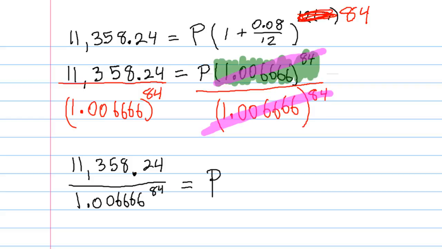So I'm going to type in 11,358.24 divided by 1.006666 raised to the 84th power, and when I hit equal, I get that our principal value is approximately $6,500 and about 36 cents. So that gives me all of the approximate numbers that I need, and that is how you solve for the principal.